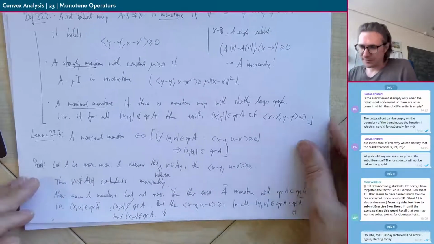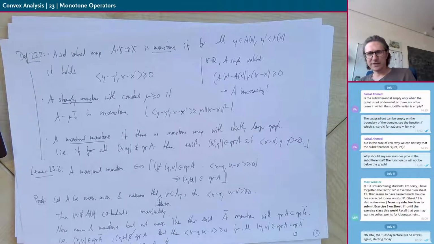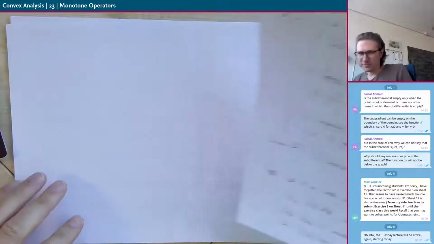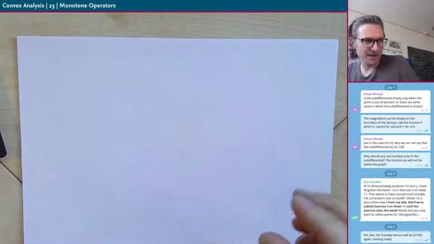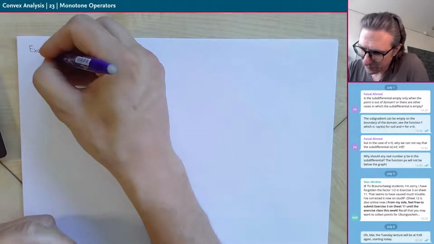So let's come to examples. Of course, maximal monotone operators are difficult to depict in dimension larger than 1. But in dimension larger than 1, you can do it, and I think it's fairly illustrative to do so. So let's do one example, and maybe I come up with a few others.